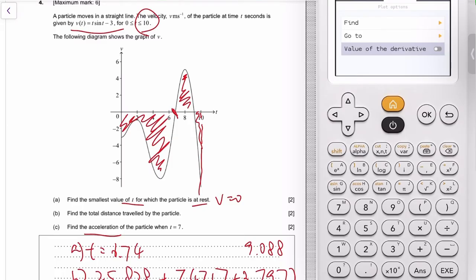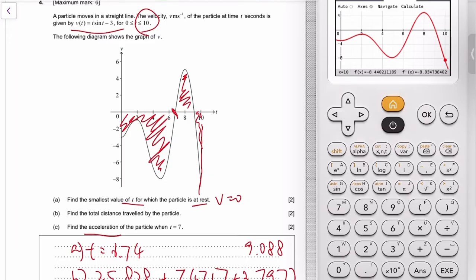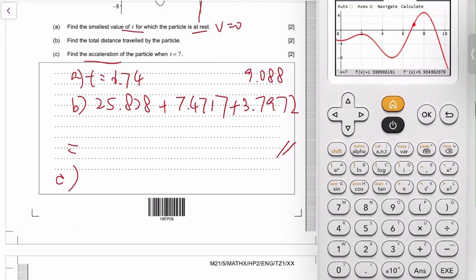My calculator has an option to just show the derivative. Yours probably has it next to where you do the integral, there should be a thing that shows you the derivative. So you do that, and then tell the calculator you want x to be 7. So the gradient at that point should be 5.93.